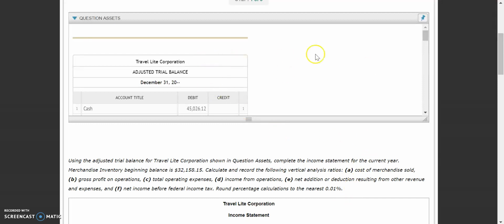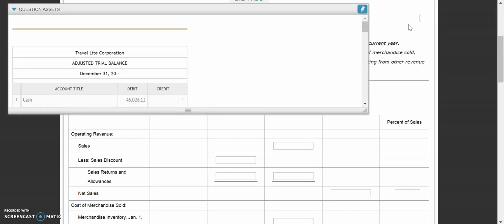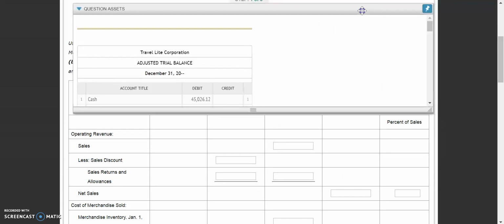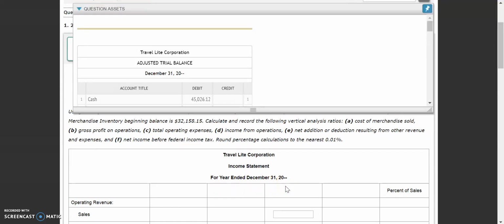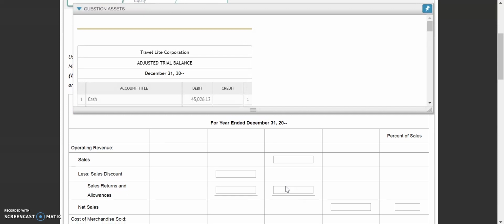So we have our adjusted trial balance here, and I'm just going to put that up top here. And you can see they have the heading already started for us, so nice of them. Remember that an income statement is for whatever the fiscal period is. For this, it happens to be a year ended December 31st. So now what we need to do is start plugging in our information.